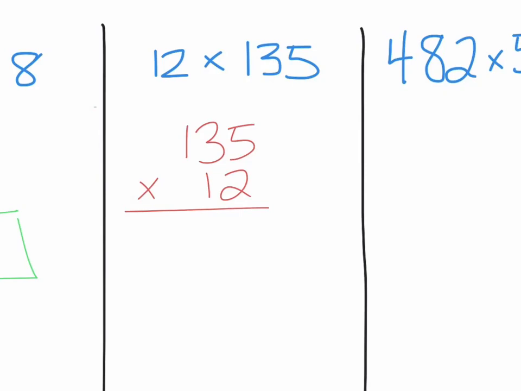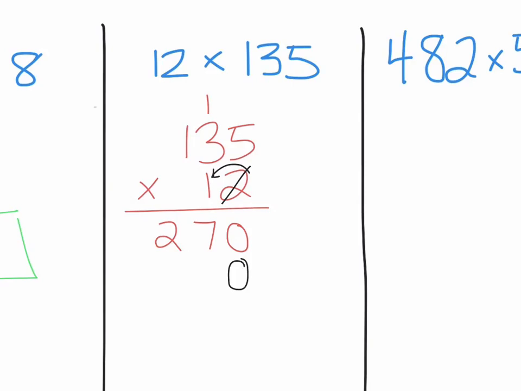So I'd start off and I would do 2 times 5 is 10, bring down the 0, carry the 1. 2 times 3 is 6, plus 1 is 7. 2 times 1 is 2. Now, when I move over to do the 1, so I'm done with the 2, I need to start with a 0. Okay, and we're using that as our placeholder because we're not technically multiplying by 1, we're multiplying by 10.